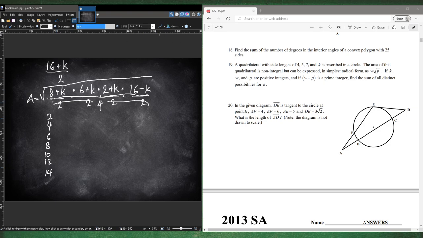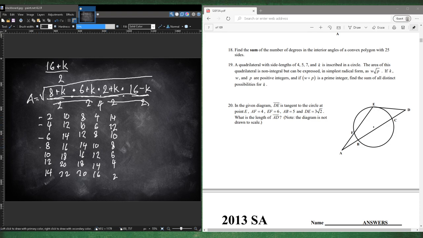So now we can list all the possibilities. The first one is 8 plus k. So k is 2, so that's 10. And then you can just go straight down: 12, 14, 16, 18, 20, and 22. And then the next one is 6. That's 8, and you go straight down: 10, 12, 14, 16, 18, 20. And then 2, that's 4, 6, 8, 10, 12, 14, 16. And then 16, that's 14, and it decreases: 12, 10, 8, 6, 4, and 2.